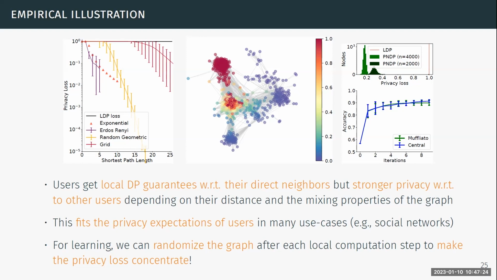So in practice, this is the local DP loss. When we do this randomization, this is the distribution of loss for a given user. We see that they are all much better if we do that than the local DP. And the more users you have, the better. We know that this amplifies with the number of users, and also the more they concentrate. So we think for machine learning, it's quite nice because we naturally do several computations. And so we can randomize the graph to get better privacy guarantees with respect to everyone, not only with respect to people that are far away.